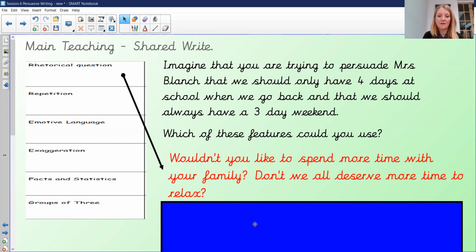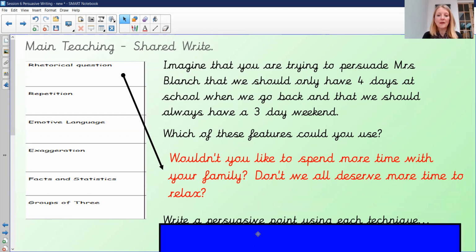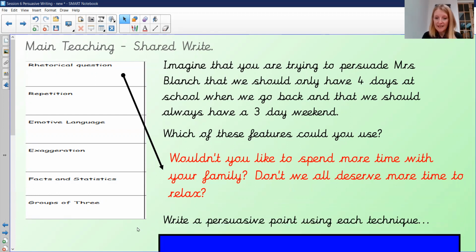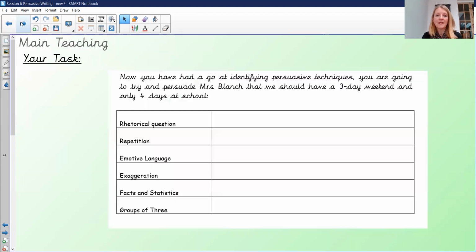So for all of the other features, can you come up with a phrase or a sentence for each one? Can you come up with some repetition, some emotive language, exaggeration, facts and statistics, and maybe a group of 3? Okay, so this is what your sheet looks like. So in that rhetorical question box, you could have written the one that we've just gone through. And then in each of the boxes, can you come up with an idea? What would you repeat? Okay, what would you go on and on about and stress to her?